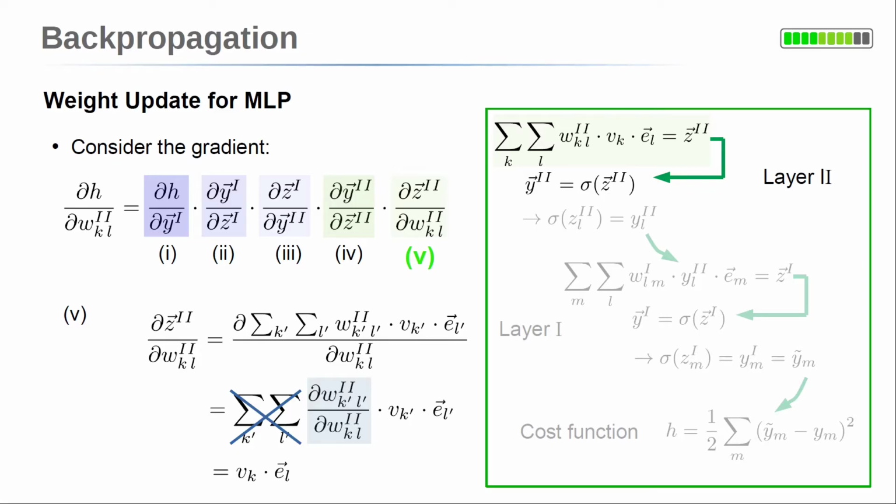This is because the weight wkl connects the k-th input to the l-th neuron of the hidden layer. Thereby, wkl scales the input vk linearly. The contribution to the summation at the l-th neuron is wkl times vk. The derivative with respect to wkl gives vk.